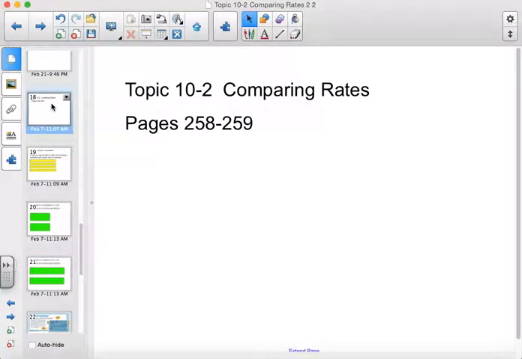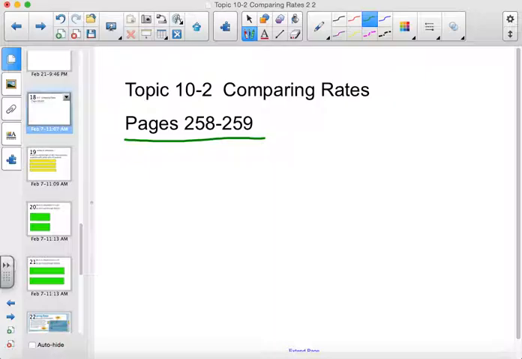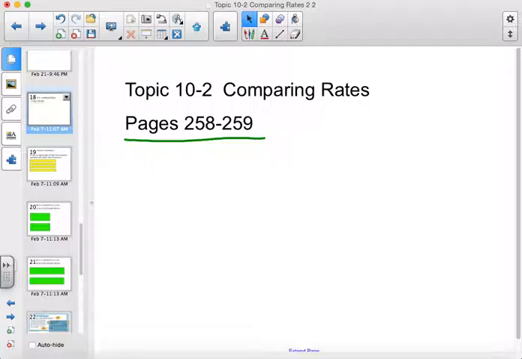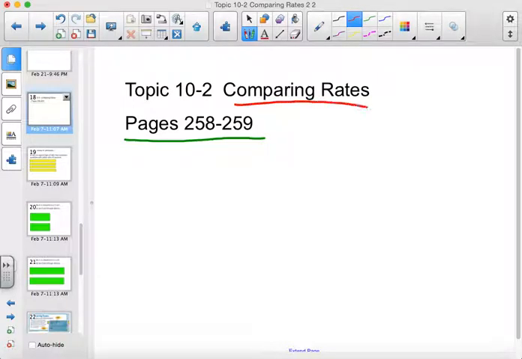Hello kids, we are going to be talking about topic 10.2, comparing rates. You will need to open your book to pages 258 and 259. So pause the video and do that right now. Okay, here we go. We're going to talk about comparing rates.